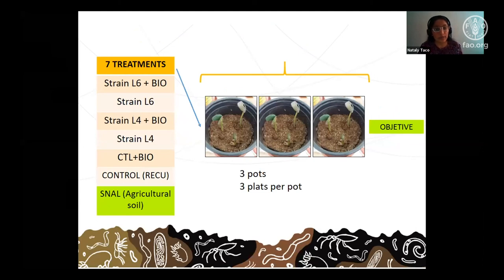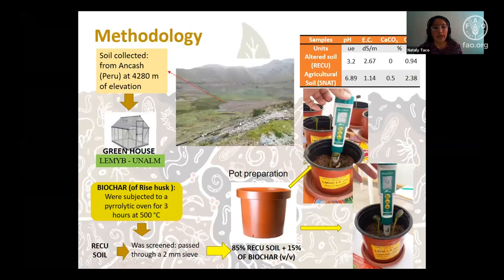We have seven treatments. Three of them contain biochar. We have a treatment only with agriculture soil without contamination. In each treatment, we have three pots, and in each pot, three plants. First, we have to collect altered soil from the field and transport it to the greenhouse. Then we prepare the pots. In the treatments with biochar, we replace 15% of the volume of the altered soil with biochar.